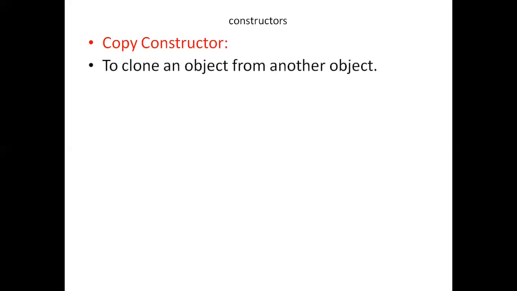Copy constructor. There is a third type of constructor known as copy constructor. So for example, I already have a box and I want to create a box with exactly the same dimensions, similar to this one. I want to clone a box which is similar to the box I have with me. Then to clone an object from another object, we use copy constructor. That is, we give one object and we want to create an object exactly like that using the constructor. Then we say we are using copy constructor.